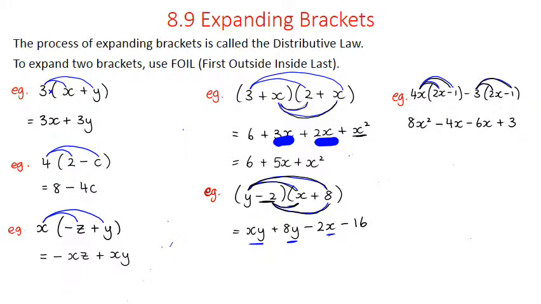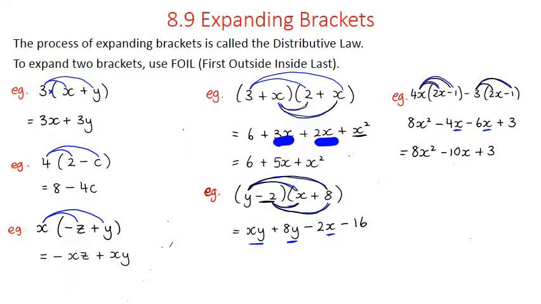Now, you've got an x here and an x here. Got some like terms, so we can simplify. Our 8x squared stays the same. Negative 4, take 6, negative 10x, and we've got our 3 on the end. Okay, so that's fully simplified.